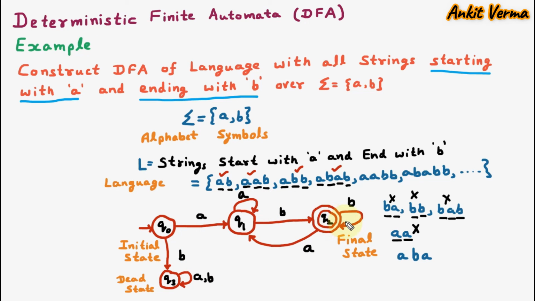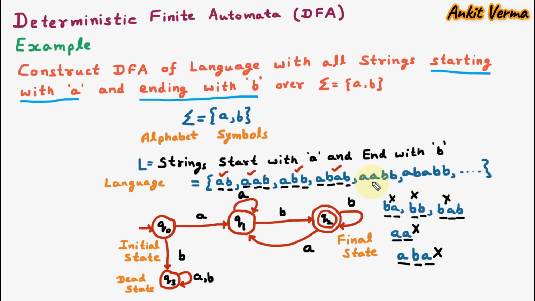So let's check a few more strings on this DFA, just like ABA. So for the first A, Q0 to Q1, then for B, Q1 to Q2, then for A, Q2 to Q1. This is not the final state. So after processing the complete string, we are not on the final state. That means this is rejected by the DFA. So this is correct because this string starts with A but does not end with B. So it is rejected.